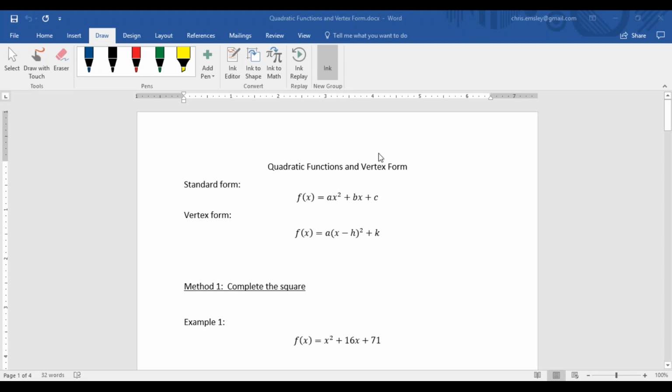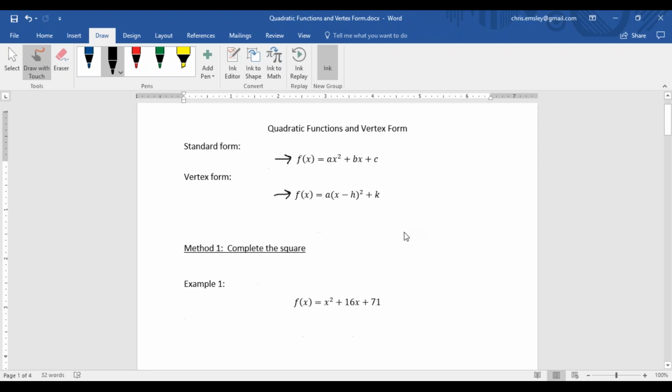Okay, in this video we're going to be looking at quadratic functions and specifically how to take a quadratic function that's in standard form, which is this first line we have here, and turn that into vertex form, which is the second line that we have. Here, standard form. So if we're given a quadratic function that looks like this, we want to be able to turn it into vertex form, which would be a function that looks like that.